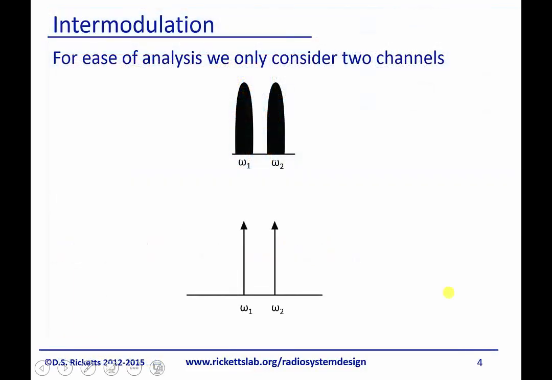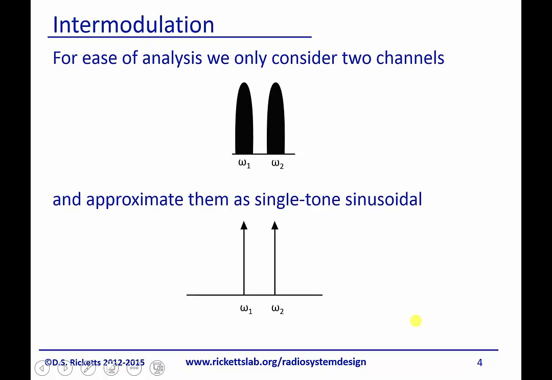For ease of analysis, instead of considering two channels that have a full bandwidth, we're just going to approximate these as a single tone sinusoid just for ease of our analysis. Even with the simplification, there is going to be a lot of math. You can go back and follow it as we go along, but just be prepared.